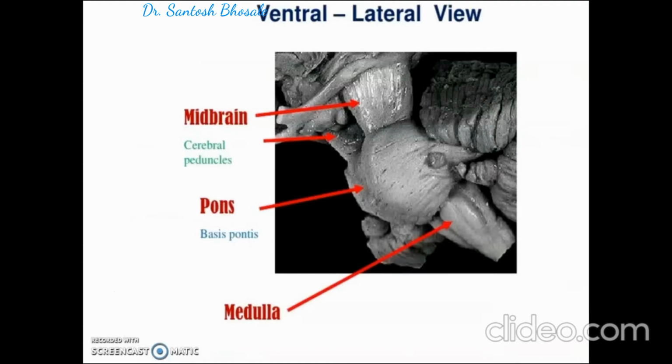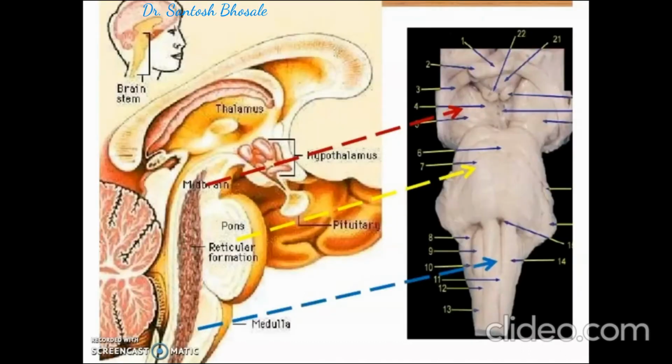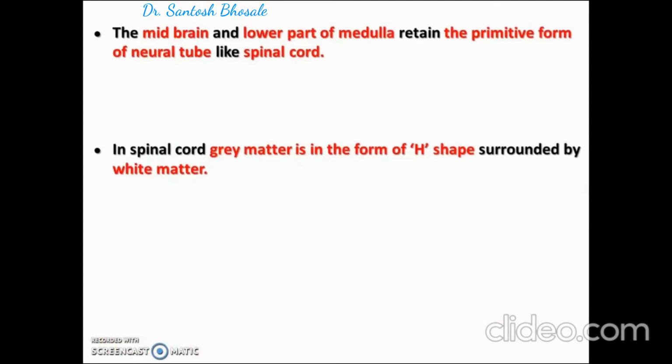And you can see the lateral view here, the three parts of the brainstem. In this part you can see how the pons is connected to cerebellum. So midbrain is connected to cerebellum by superior cerebellar peduncle, pons by middle cerebellar peduncle, and medulla by the inferior cerebellar peduncle. You can see the sagittal view here. On the left side you are seeing the sagittal view of the cerebrum with brainstem and cerebellum. You can see the cavity there.